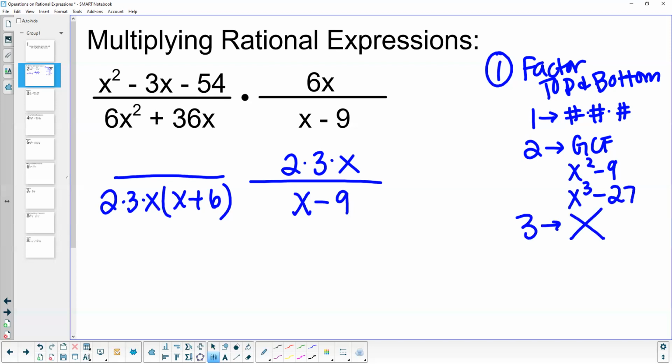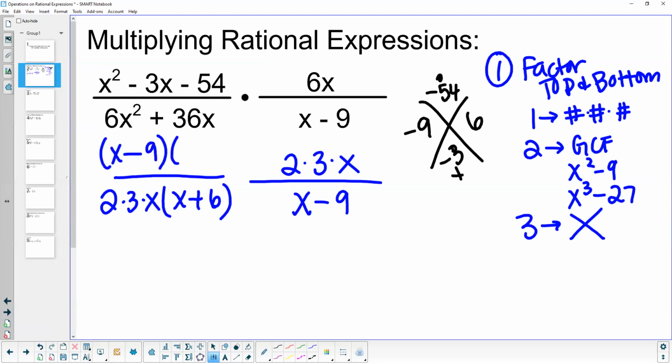So as we're using that x method, remember what that means is we're going to take our first times our last term. So if we're setting up our x method for this one here, we've got a negative 54 on top, a negative 3 on the bottom, and we want two numbers that multiply to negative 54 and add to negative 3, and that is going to be a negative 9 and a 6. So then we can write this in factored form as x minus 9 times x plus 6. Beautiful. So then we have those all factored out.